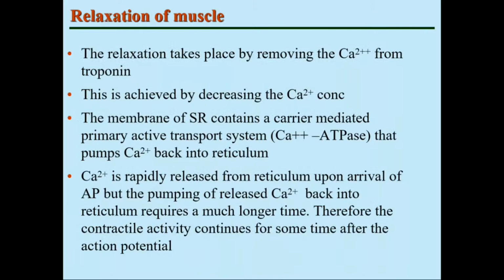Relaxation of muscle takes place by removing the calcium ions from troponin, achieved by decreasing the calcium concentration in the sarcoplasm. So remember, relaxation of a muscle is also an active process. It needs ATP. ATP for what? The membrane of the sarcoplasmic reticulum contains a carrier mediated primary active transport system, which I mentioned already, that is the calcium pump or the calcium ATPase, that pumps the calcium ions back into the reticulum.